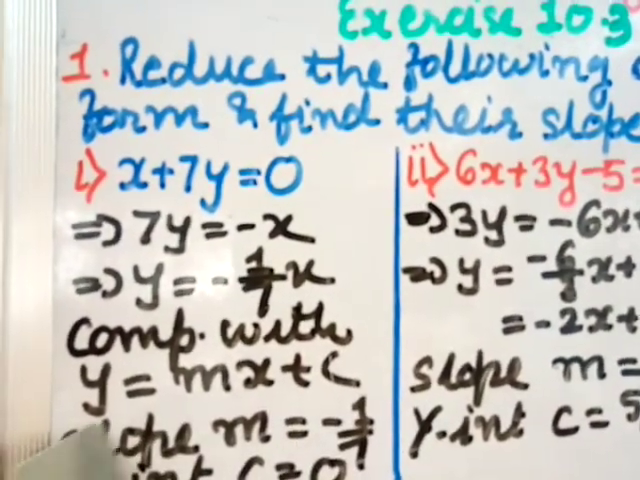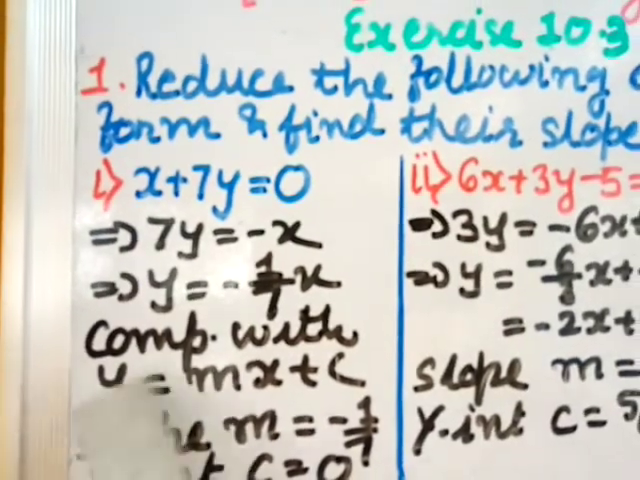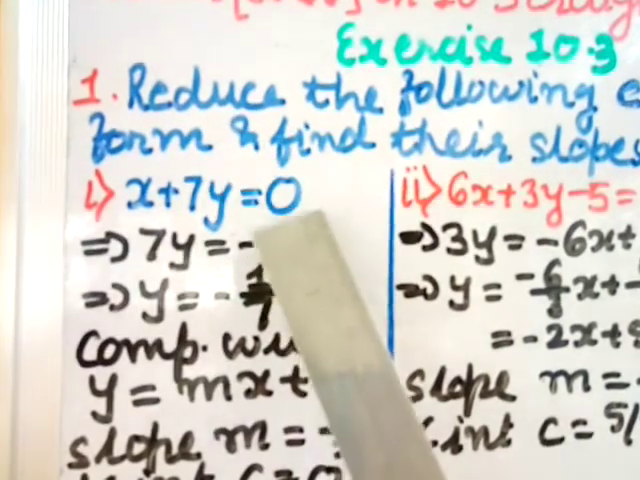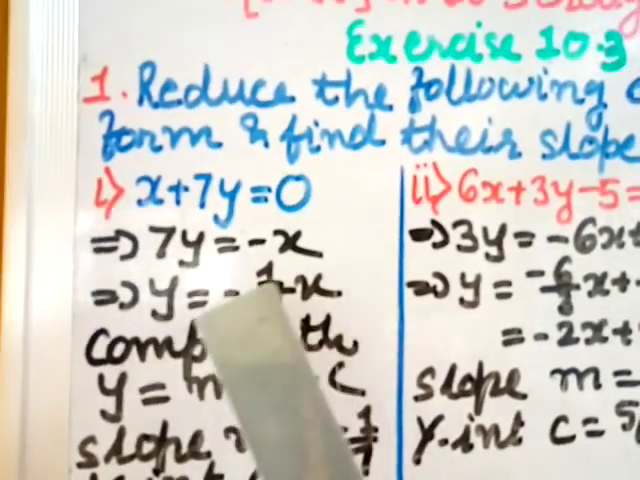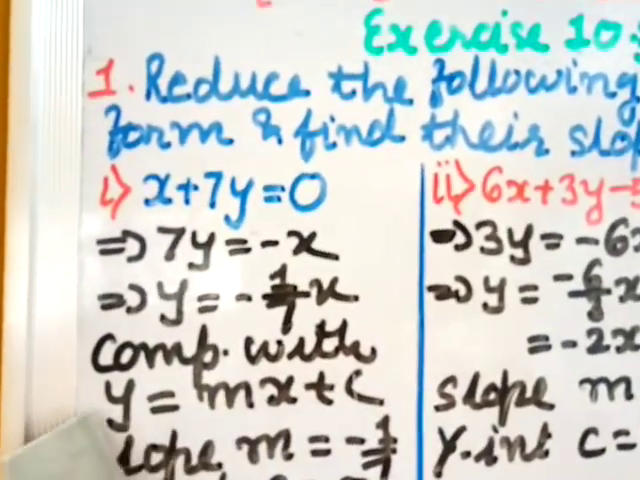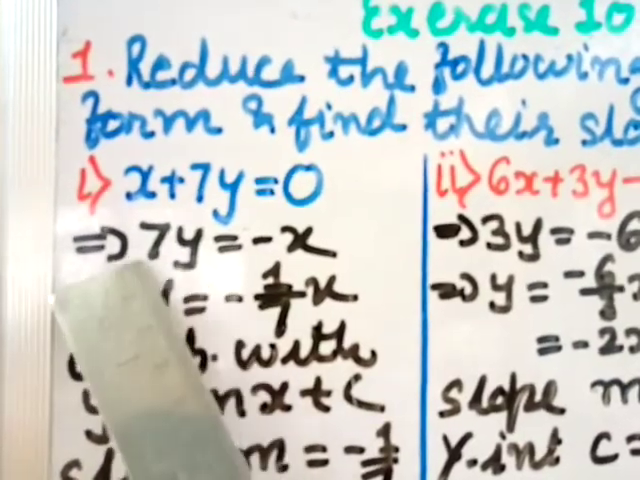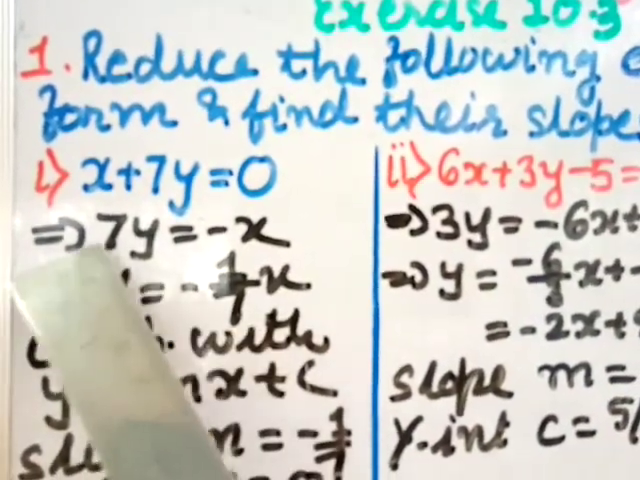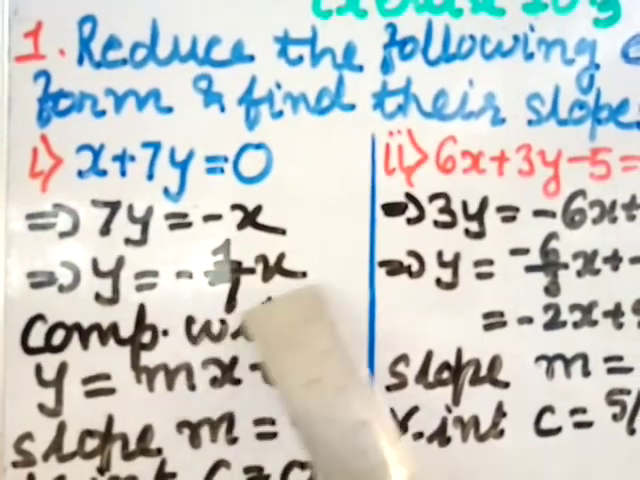That means y term should be on the left side and all the remaining terms should be on the right side. Okay, so here 7y, and this you transfer over here. So 7y is equal to minus x. Then the coefficient of y should be 1. So here coefficient of y is 7. So transfer this 7 over here. It will go in the denominator. So here y is equal to minus 1 by 7 x.